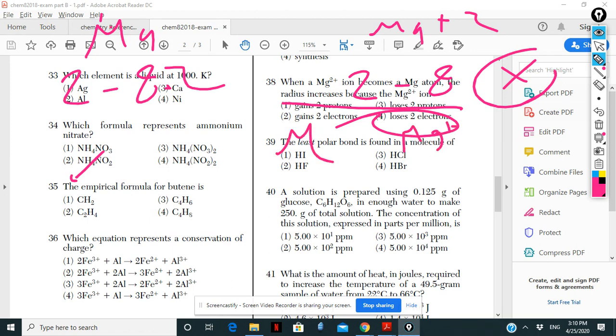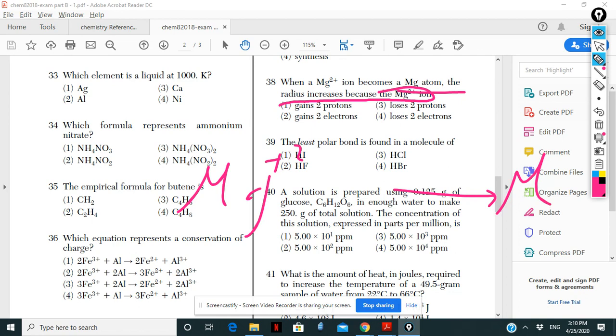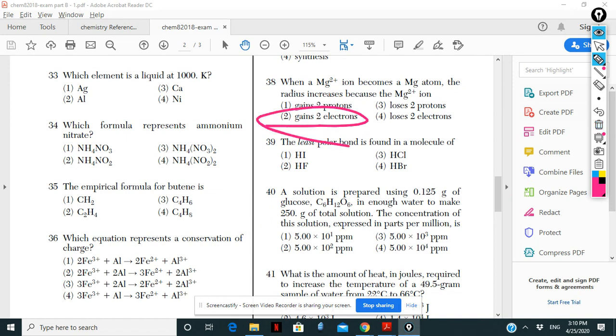And that's the situation for magnesium positive 2. But to go backward, it should gain the 2 electrons. So here, the magnesium atom radius increases because, to go from magnesium positive 2 to magnesium, it should gain 2 electrons. So the answer is 2.